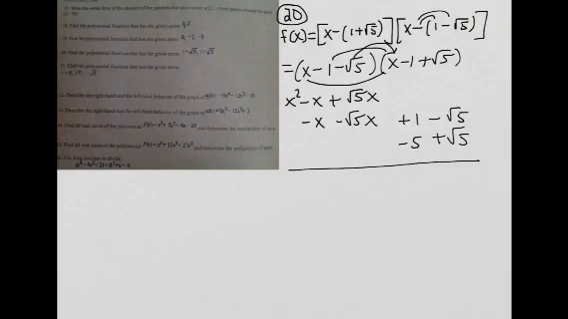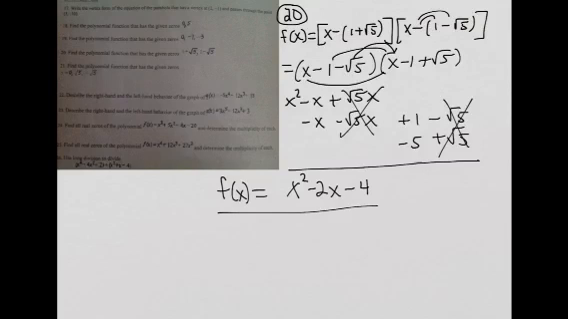So we combine all our terms, so you go down the column, so this is x squared minus 2x. The radical 5x is 0. 1 minus 5 is negative 4. And then this is 0 here. So f of x equals that.